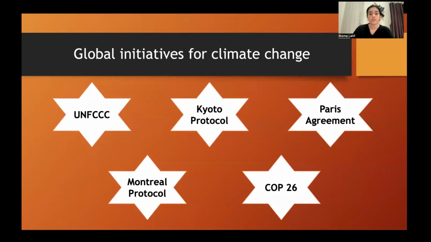These are the global initiatives taking place for climate change. UNFCCC is the United Nations Framework Convention on Climate Change, also known as the Rio Summit. The Kyoto Protocol was held in Japan, also known as COP3, Conference of Parties number 3. The Paris Agreement, obviously held in Paris, was known as COP21. The Montreal Protocol was done to protect specifically the ozone layer. COP26 was held last year in November in Glasgow, United Kingdom. And this year, COP27 will be held in November in Sharm el-Sheikh, Egypt.